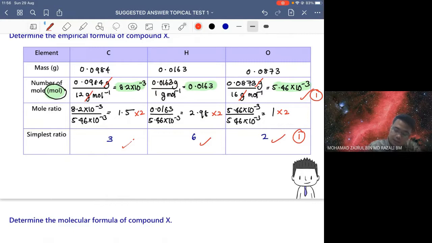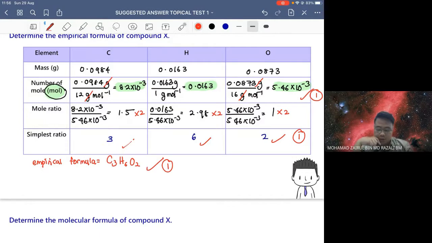Okay, and then the last mark. Okay, so you write the empirical formula. So you write the empirical formula is C3H6O2. This you will get another 1 mark.